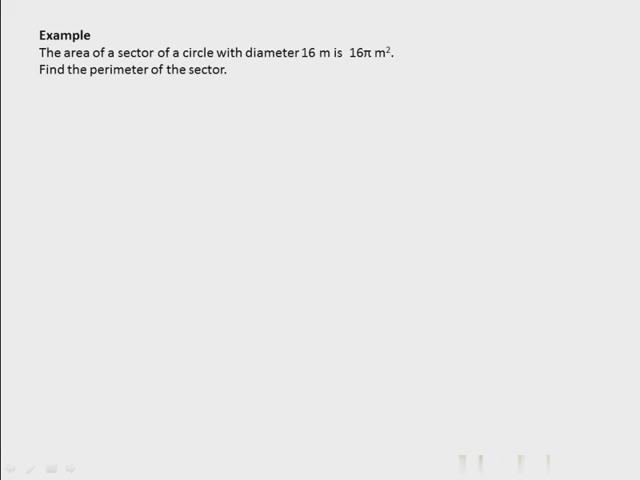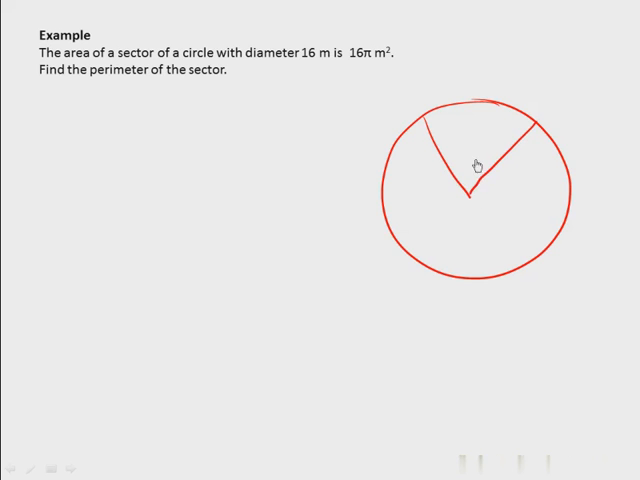Similar question. The area of a sector of a circle with diameter 16 meters is 16 pi meters square. Find the perimeter of the sector. Okay. So here's our sector, here's theta. This time they don't just want the arc length, they want the perimeter of the sector. So what's the difference? The perimeter of the sector is the arc length plus 2 radii. It's AB plus AO plus BO.